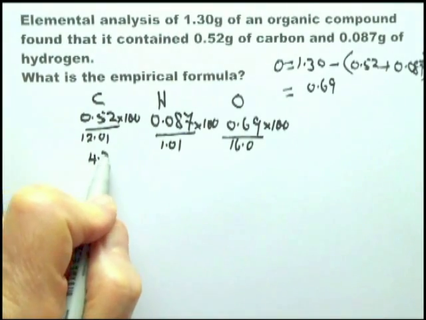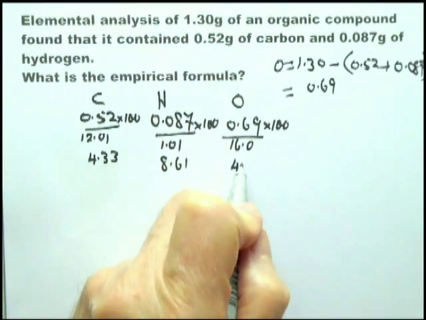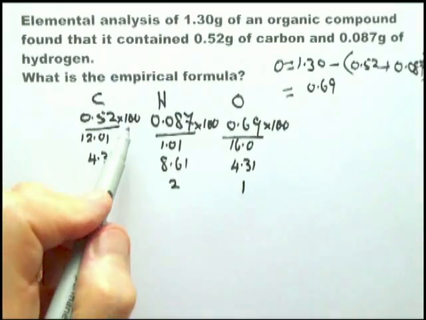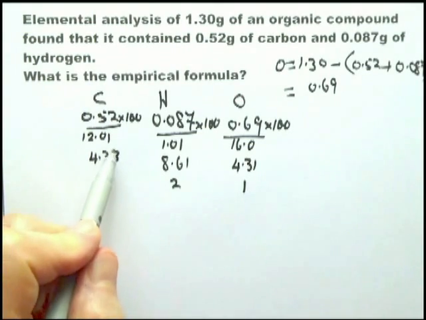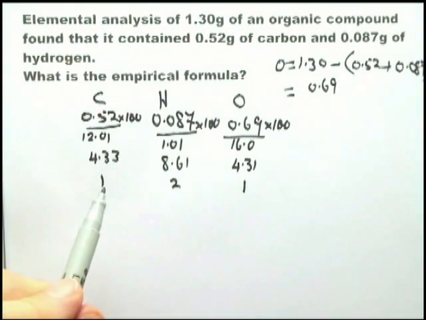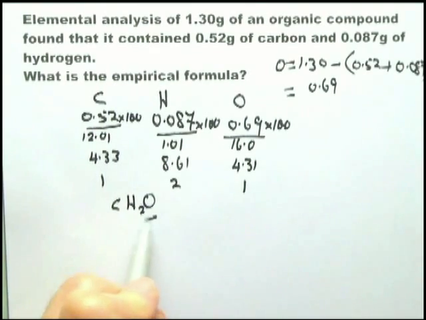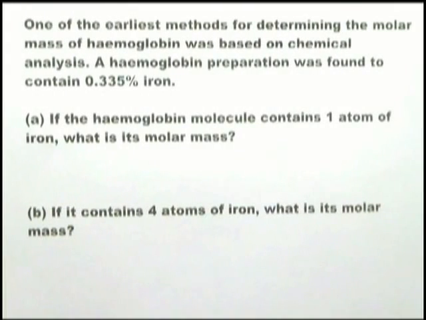You get here 4.33, 8.61 and 4.31, and that comes to 1, 2, 1. If I didn't have the hundreds there, I would still get this ratio 1, 2, 1, except that this would be 100th of that, that would be 100th, and that would be 100th. So the answer is still CH2O, which is the same as before. So that's another way of showing you the information. This is another way the information can be presented to you.